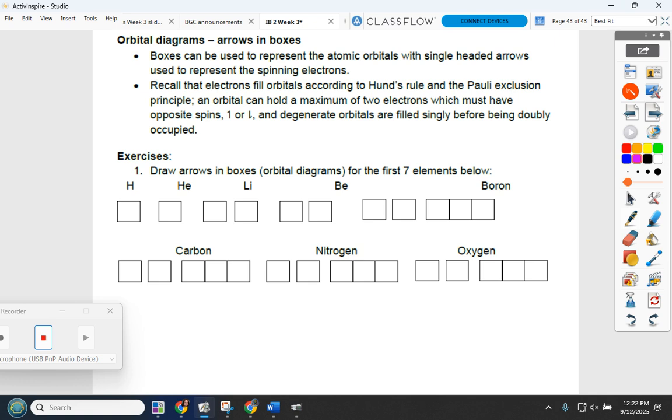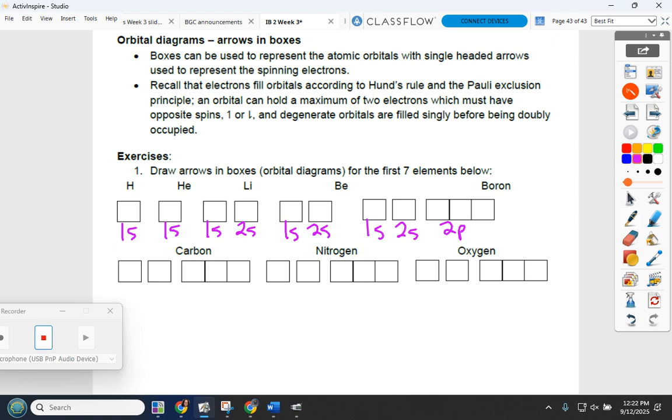So this would be our 1s. Helium, this would still be our 1s. For lithium, this would be our 1s and our 2s. Beryllium, 1s, 2s. And then for the rest of these, it would be 1s, 2s, 2p.